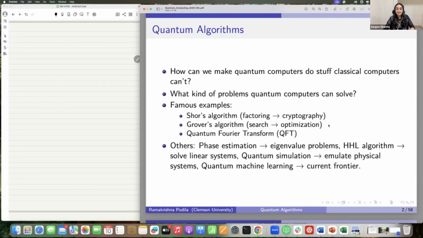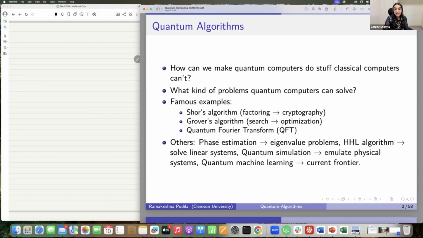And then there's something called the quantum Fourier transform, which is actually useful in Shor's algorithm. And there are other problems as well, for example, phase estimation, and there's something called the HHL algorithm, which is a quantum algorithm to solve linear systems of equations, and you can even emulate physical systems.